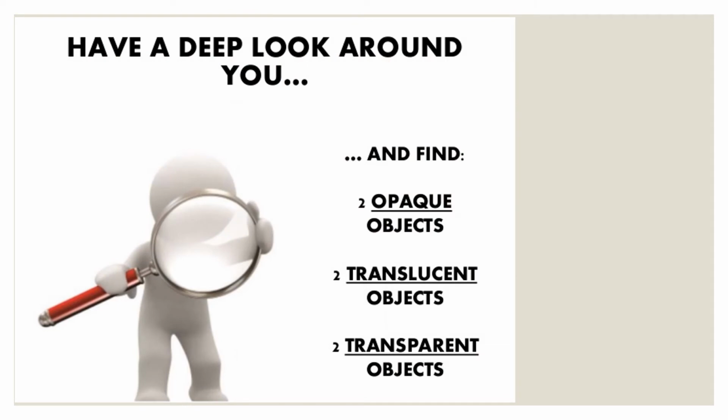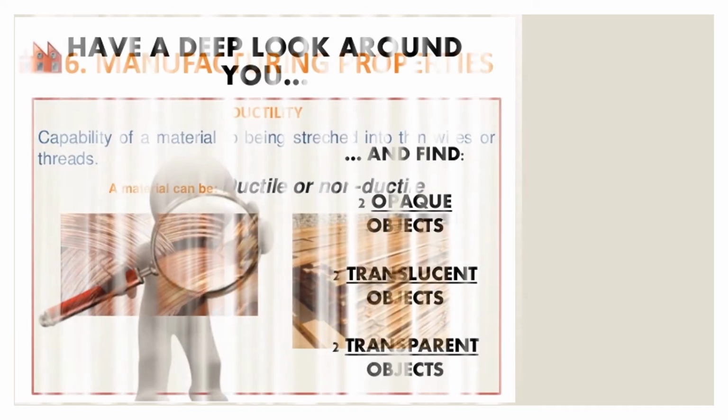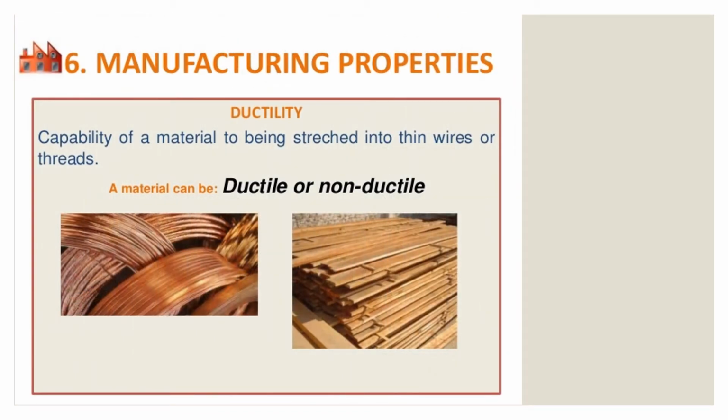We have already discussed opaque, translucent and transparent objects. Here we'll discuss the property ductility. Ductility means if the metal or material can be converted into thin wires, then the material is ductile. But when a material cannot be converted into thin wires, the material is non-ductile. You can see in the picture. This property we know as ductility.